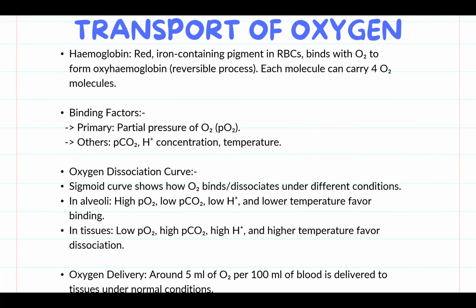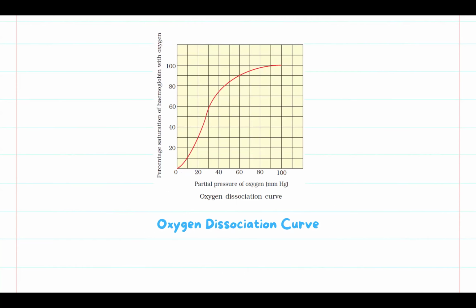In alveoli, there is high PO2, low PCO2, low H+ and lower temperature, which favors binding. And in tissue, low PO2, high PCO2, high H+ and higher temperature favor dissociation. Oxygen delivery is around 5 ml of O2 per 100 ml of blood delivered to tissues under normal conditions. And as you can see, the effect at high PO2 is known as the Haldane effect, and at low PO2 it was seen by the scientist Bohr, so it was named the Bohr effect. As you can see, the sigmoid curve in the oxygen dissociation curve.